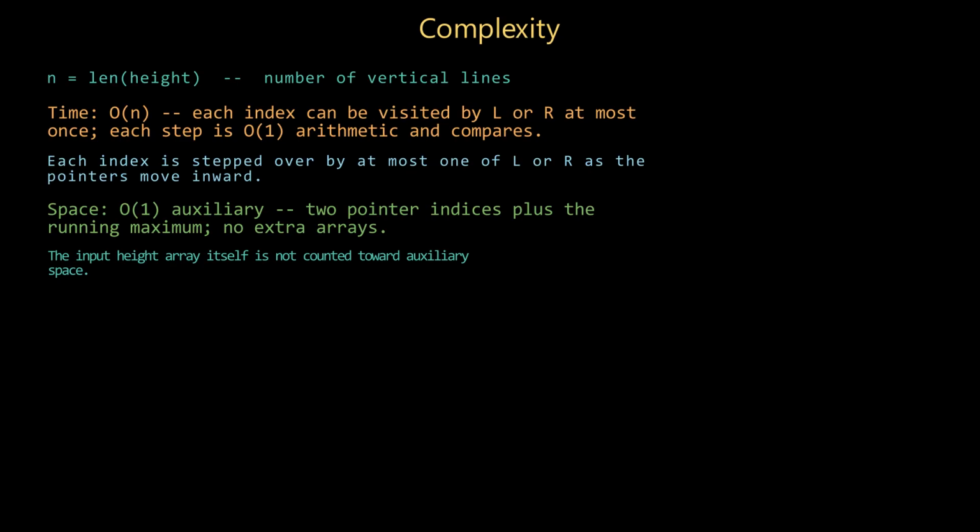Time is order n, each pointer walks inward at most n steps in total, and each iteration does constant work. Space is order 1 beyond the input, 2 indices plus the running maximum, no extra arrays.